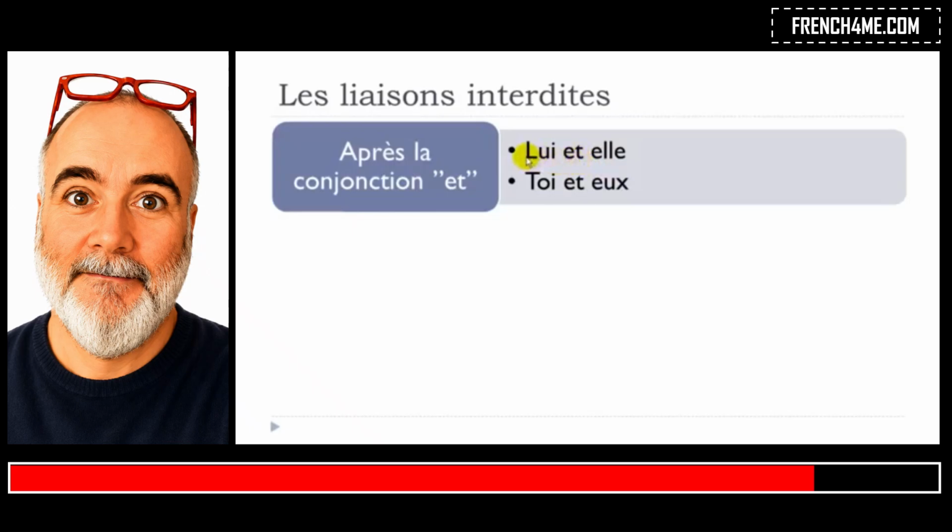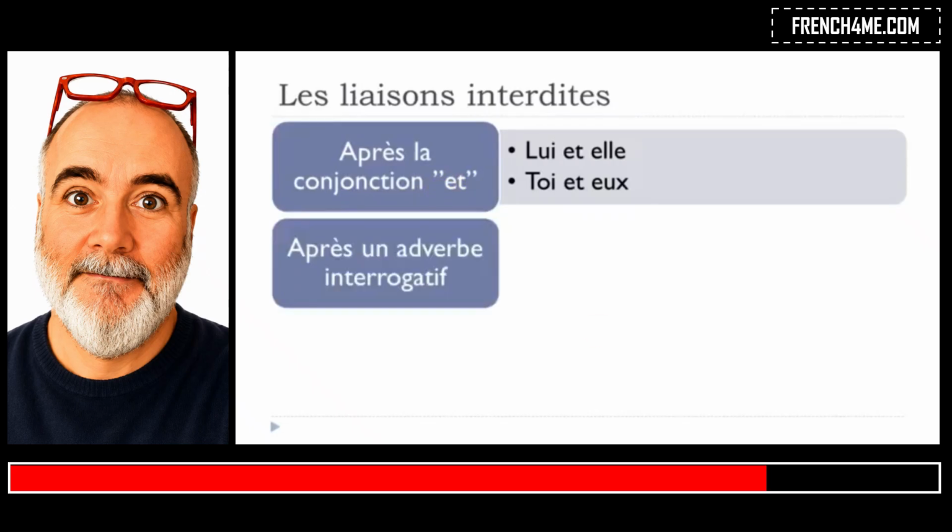If you want to read it correctly here, it will go like lui et elle. So don't think about putting something between the two. Don't think about producing something like lui et elle. No, nothing here. Lui et elle. It will be exactly the same thing in this example here. Toi et eux. So no liaison, even if it's a bit tempting, because it would be possible, but no. So when you get this et, remember, no liaison after.